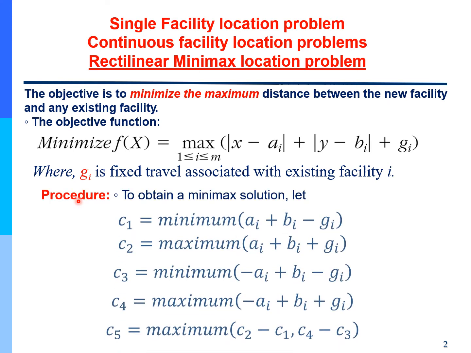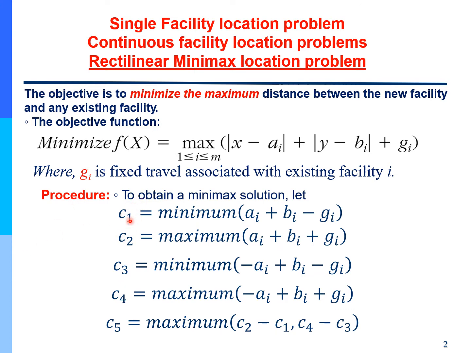And how do we minimize this maximum? We simply calculate 5 different values using the X and Y coordinates of the existing facilities and the fixed travel associated with each facility. So AI is the X coordinate of the ith facility, BI is the Y coordinate of the ith existing facility, and GI is the fixed travel associated with this existing facility. And we simply calculate the minimum of these values over all I, over all existing facilities. Also this one, C2, is the maximum of these values over all existing facilities.